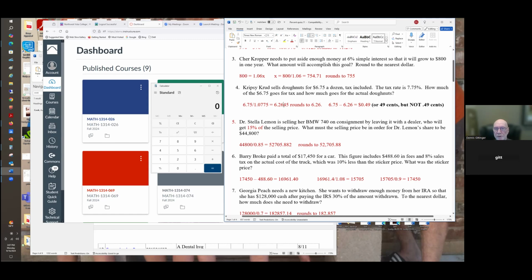The 6 is the pennies. The digit to the right is 4. That's not big enough to make it 6.27. Now, you do not round like this.